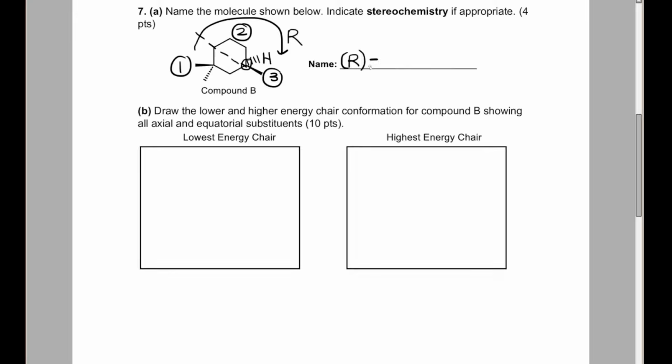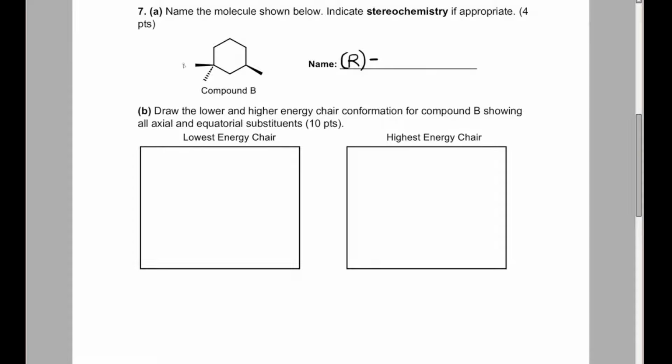And again, since there's only one chiral center that we identified in this compound, we do not have to assign numbers to the R or the S or whatever. So we can just move on to the next part of naming, which is numbering the substituents. There are two possible ways to number it. You can either go from one being on the left or one being on the right.